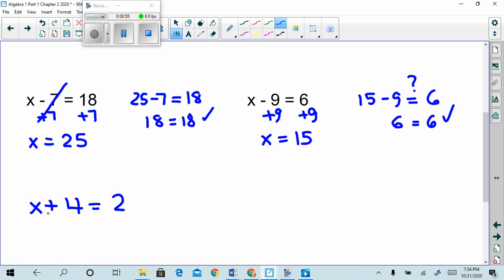Okay, this is an addition equation. It goes back to the subtraction property of equality. So I'll subtract 4 on both sides. When I subtract 4 on both sides, remember subtraction tells me to add the opposite. So it cancels, and that gives me -2.